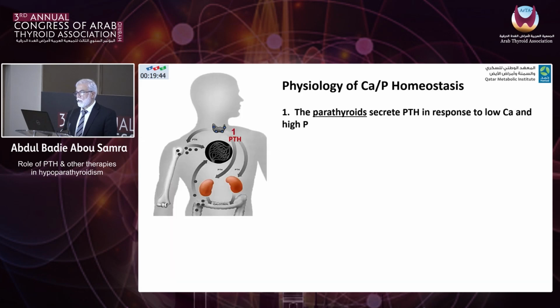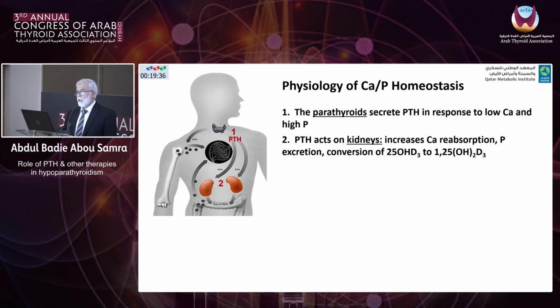So essentially, the parathyroid, as you know, secretes parathyroid hormone in response to low calcium and high phosphorus, and parathyroid hormone acts on the kidneys. What it does is increase calcium reabsorption, so saving calcium, it doesn't go in the urine, but it promotes phosphorus excretion. At the same time, it stimulates the conversion of 25-hydroxy D3 to 1,25-dihydroxy, the active metabolite of vitamin D. PTH also acts on bones, where it increases calcium release through the process of increasing resorption.